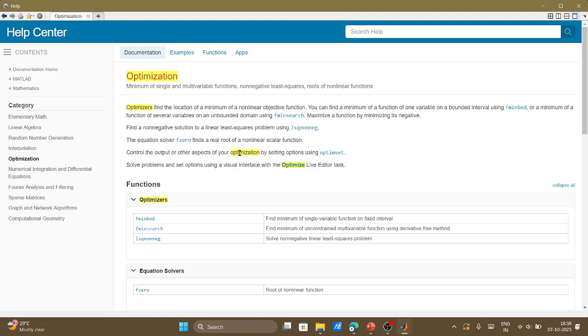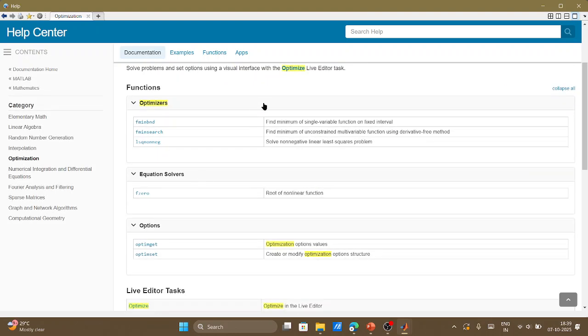Yeah, this is non-negative. Then fzero, as I said previously, we also used fzero. So fzero is also an optimization part where you equate the function to the zero value. So you find the value of x which satisfies this.